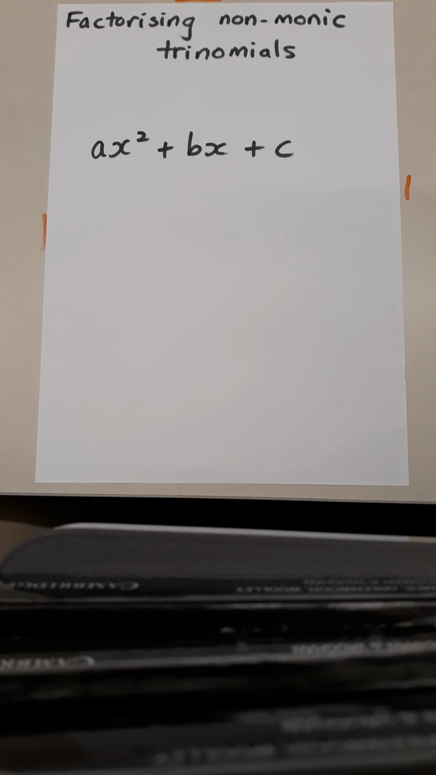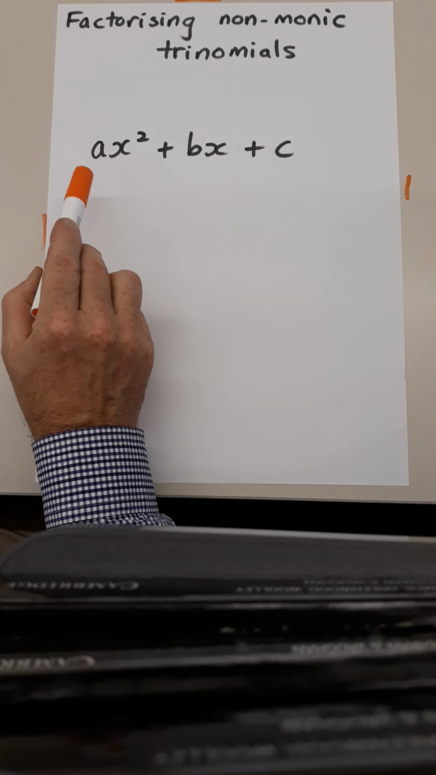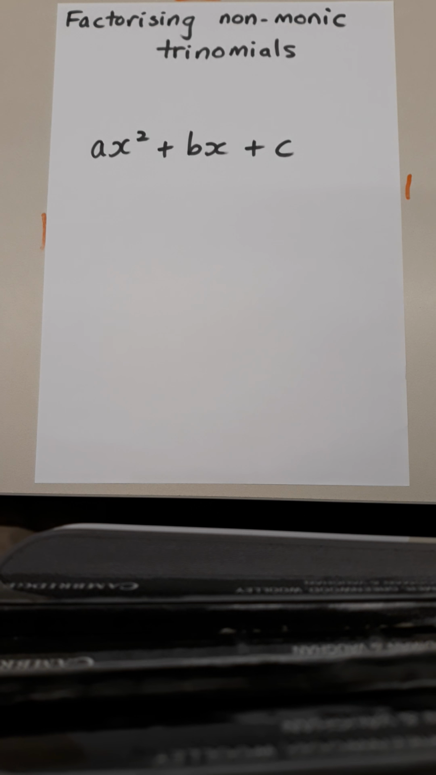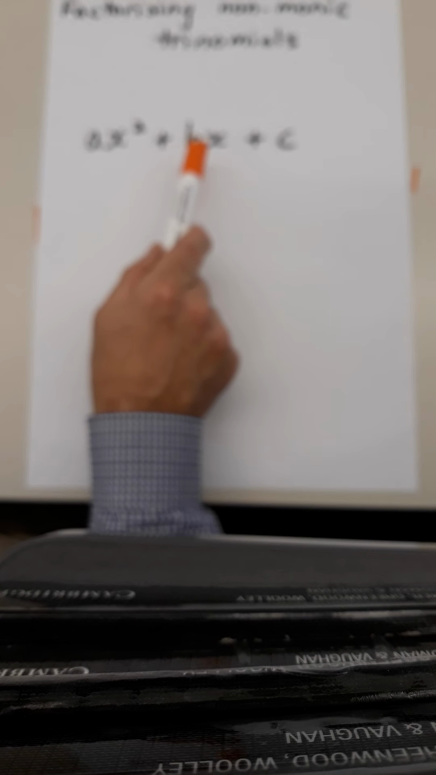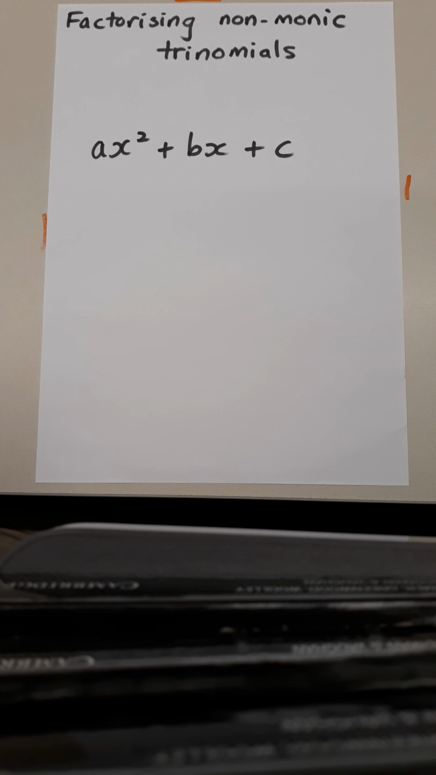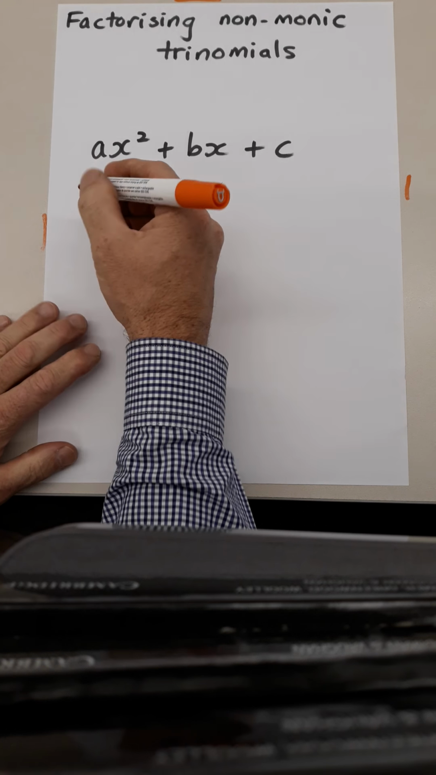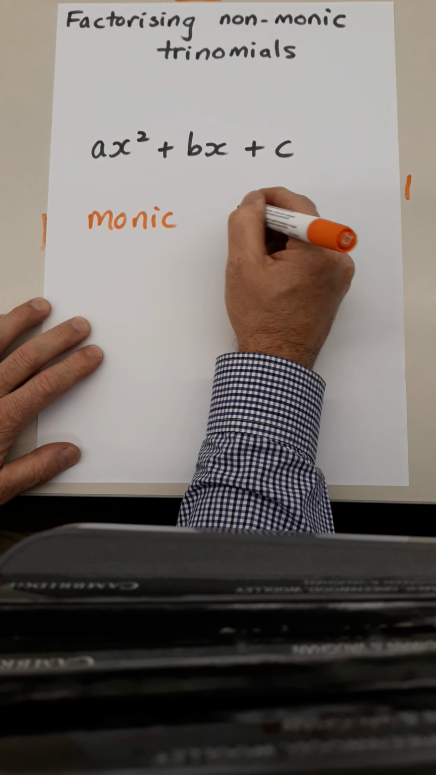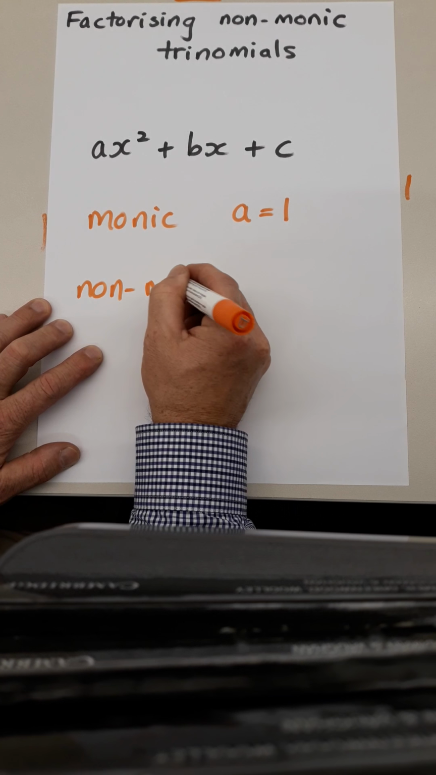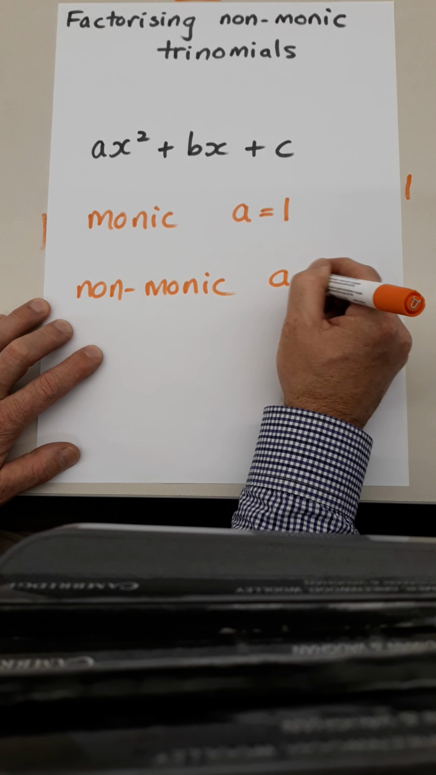Okay, so in this lesson we're going to talk about factorising non-monic trinomials. What do we mean by non-monic? Well, our normal quadratic trinomial is set up in standard form like ax squared plus bx plus c. The number in front of the x squared is going to determine if it's monic or non-monic. Monic means that a is equal to 1. Non-monic, surprisingly, a is not equal to 1.